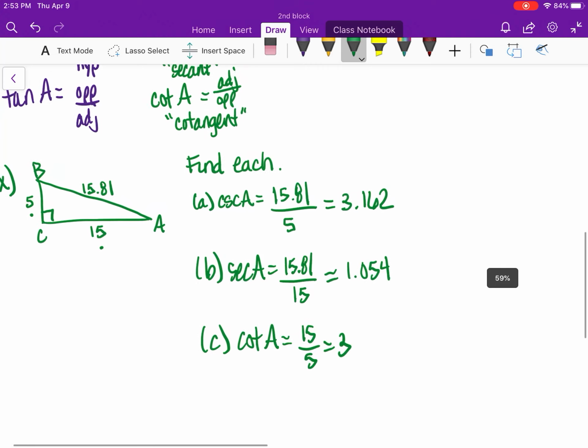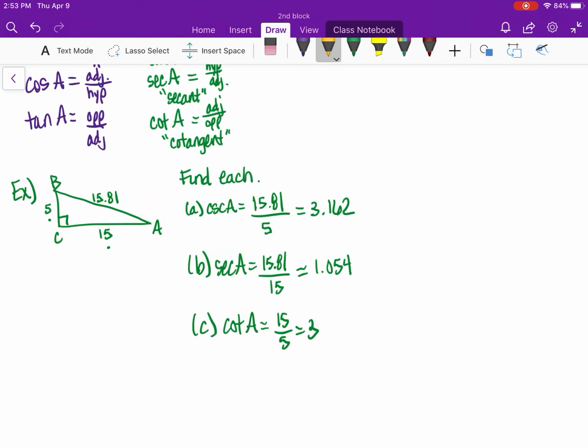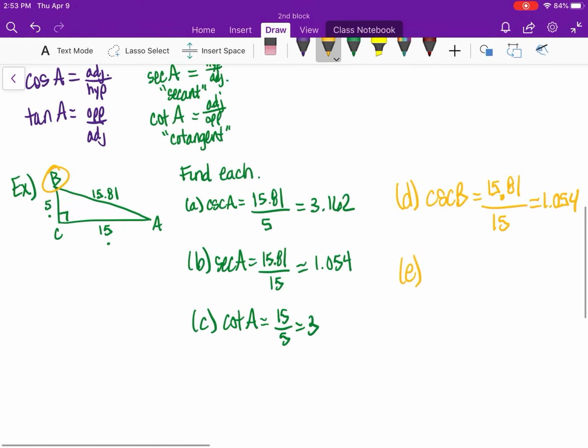Okay, now we're going to find those three for angle B. So cosecant of B, this time we're going from this angle. So we have hypotenuse again, which is still 15.81, but over the opposite, this time my opposite is 15. Then for secant of B, our hypotenuse is still 15.81, but this time when I divide by adjacent, my adjacent will be the 5.